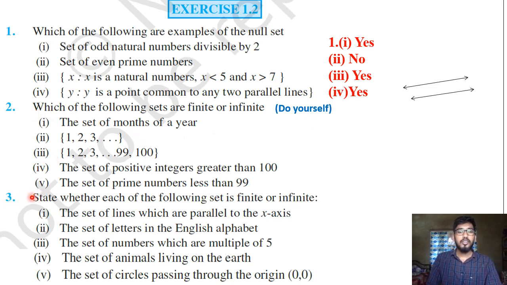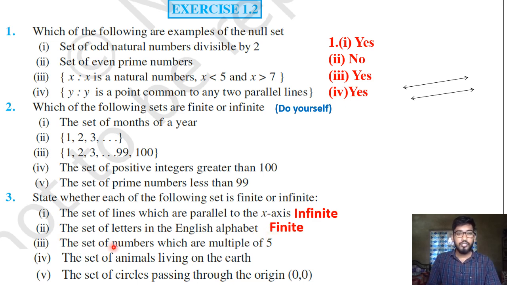Next, number 3, state whether each of the following set is finite or infinite. We have to say which are finite and which are infinite. The set of lines which are parallel to x-axis. There are infinite lines which are parallel to x-axis. That's why this is an infinite set. Next, the set of letters in the English alphabet. There are only 26 alphabets. So that's why this is finite set.